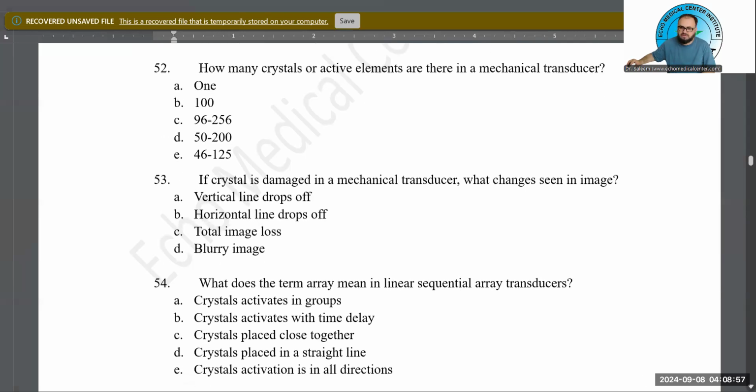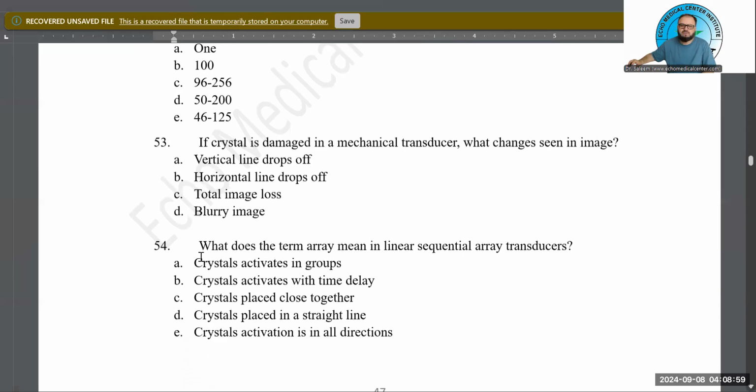Easy question. Very, very simple question. Now, what does the term array mean in linear sequential array transducer? So basically the question is asking, what is array mean in this transducer? Is it array means a crystal activates in groups? Is it crystal activates with a time delay? Is it crystals placed together, close together to each other, like side to side? Is it crystal placed in a straight lane? Or is it crystal activation is in all directions? Why do they put array? What does array mean actually?